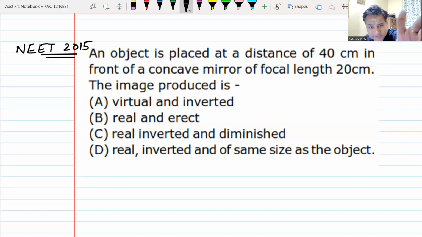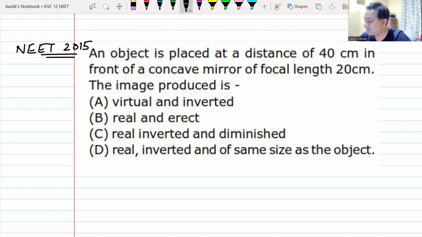I've already told you the answer in that theory. Which option is correct, my dear friends? Bring it on. Yes, it's C, sir. Real, inverted and diminished. That is wrong, my dear friends.